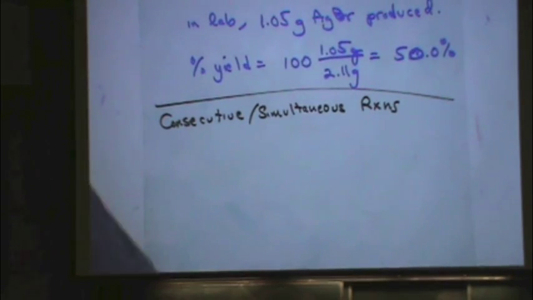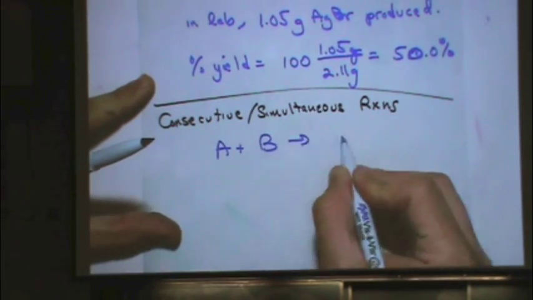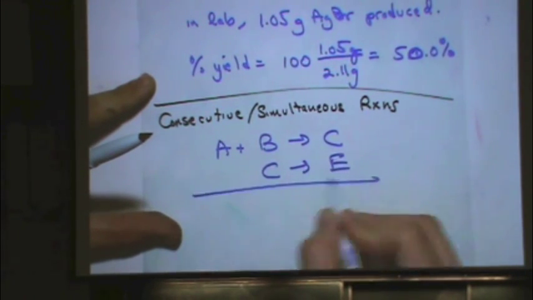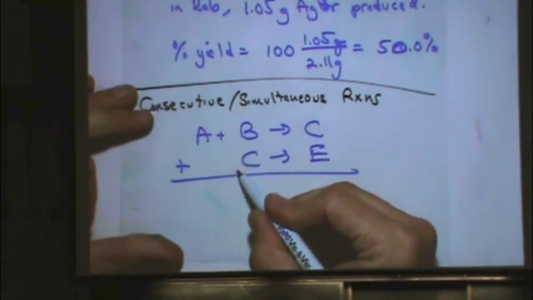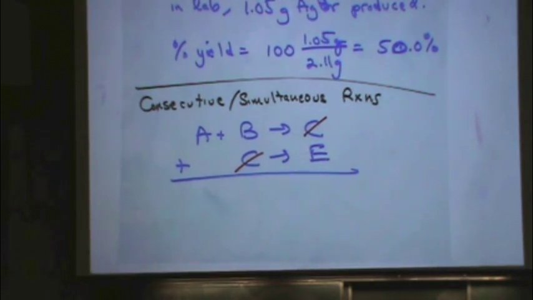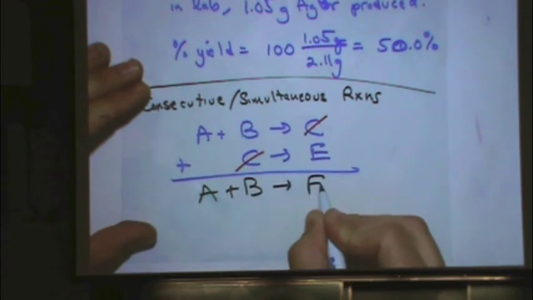For example, let's say we have A plus B goes to C. And we have a second reaction, C goes to E. Well, if you add these reactions up, hopefully you notice that the C cancels. So we're left with a final reaction that looks like this. A plus B goes to E.